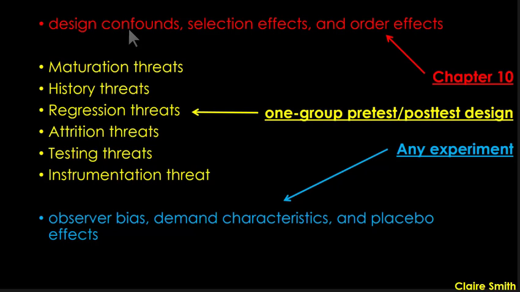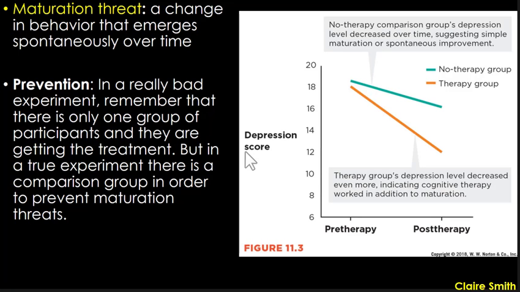But there's also a table at the end of this part of chapter 11 that goes through this again, but I'm not going to go through it. Okay, so maturation effect, threat is a change in behavior that's going to emerge spontaneously over time.